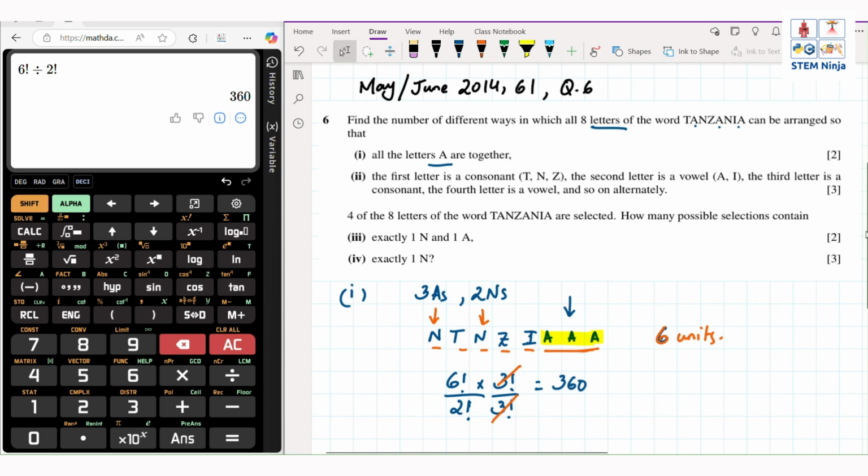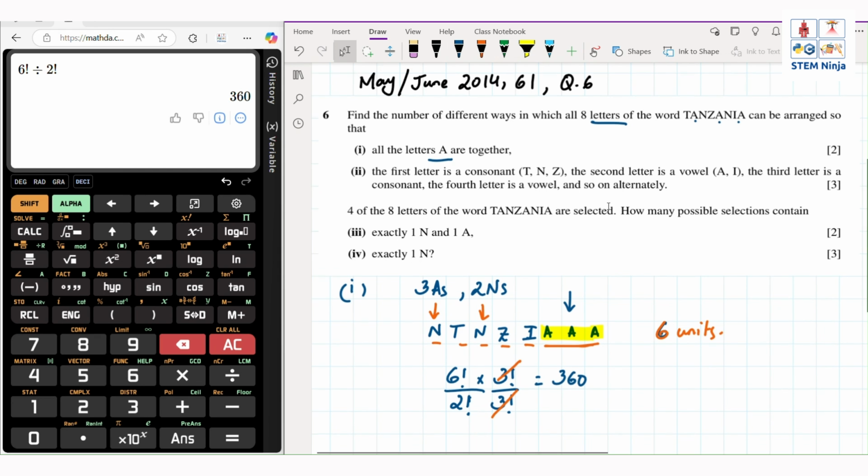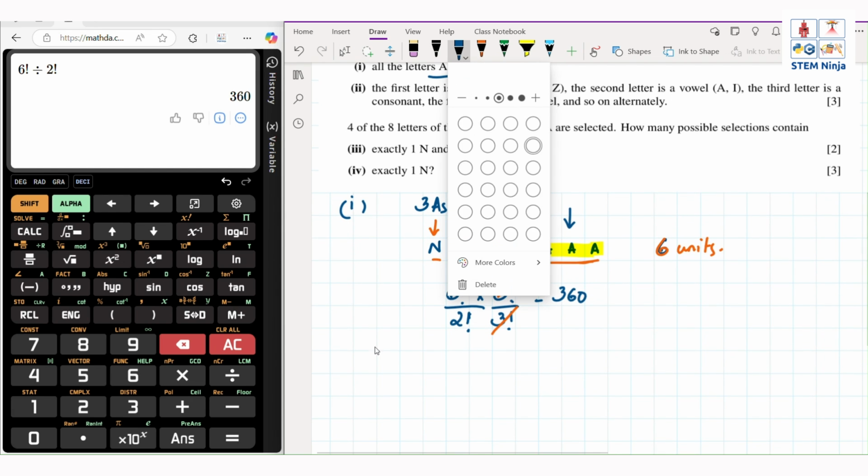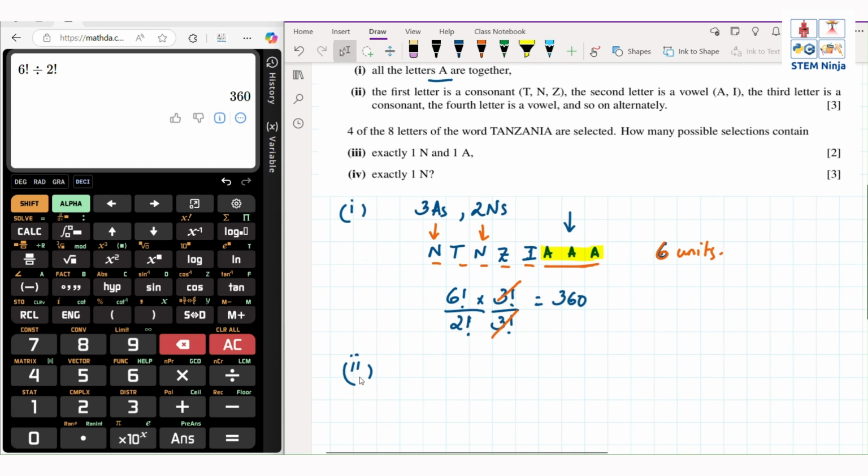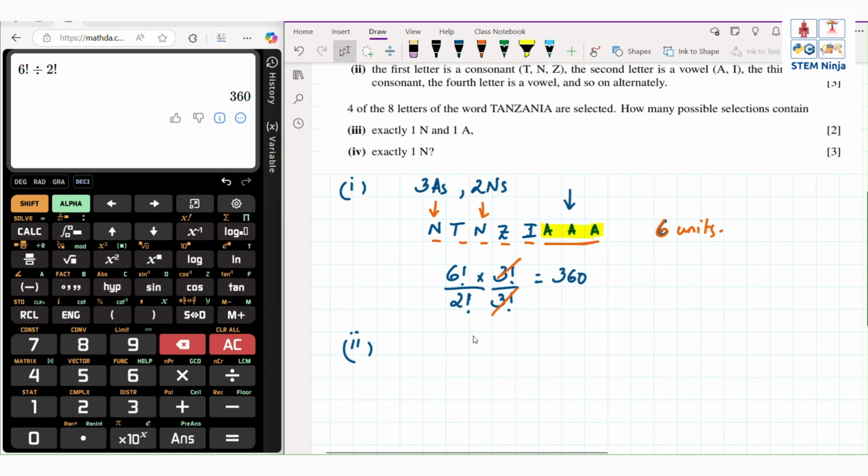Okay, now the B part. Second part: the first letter is a consonant, T and Z, and the second letter is a vowel, the third letter is a consonant, the fourth letter is a vowel, and so on alternately. Since we have 8 letters, we have consonant, vowel, consonant, vowel, consonant, vowel, 6, 7, 8. We have consonants T and Z, and vowels are A and I. A's are repeated thrice, and N is repeated twice.